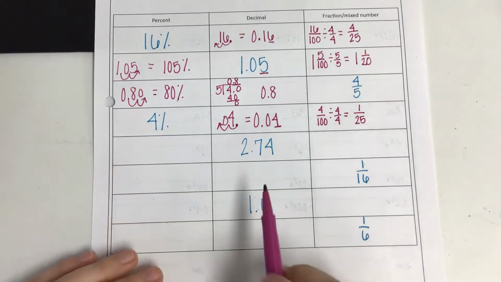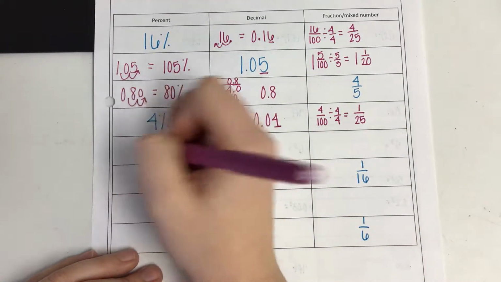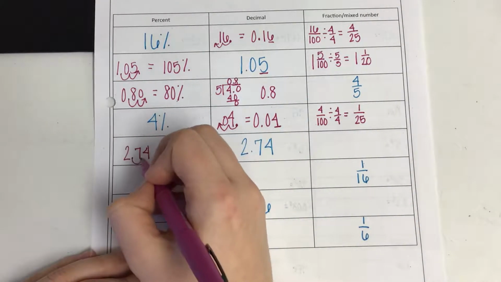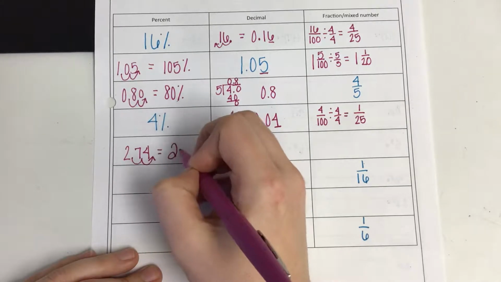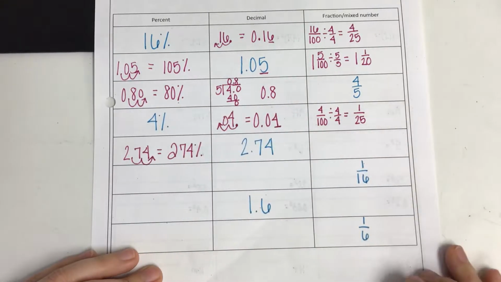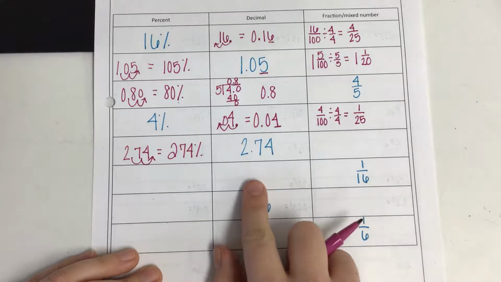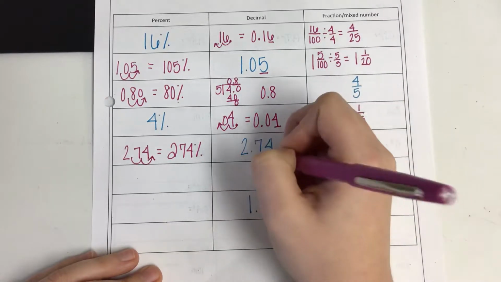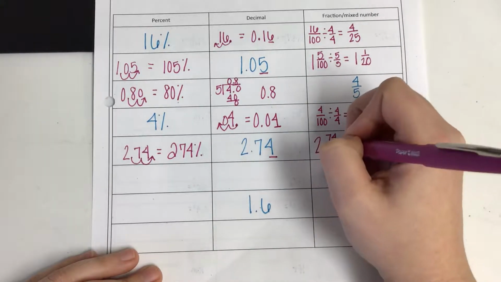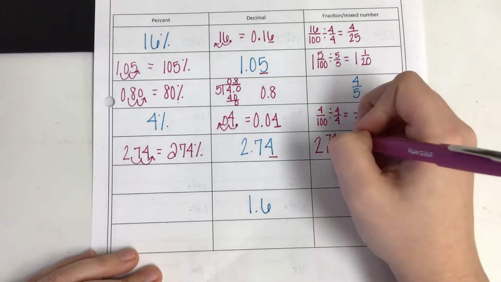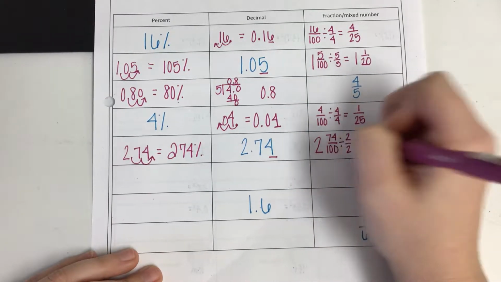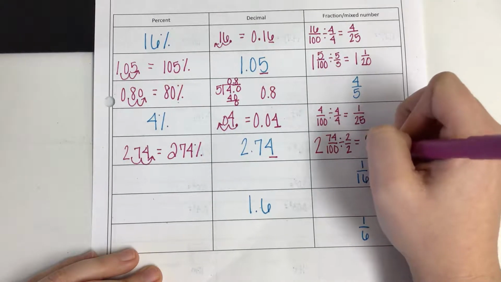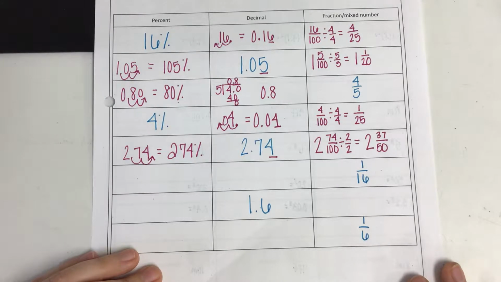Then we have 2.74. In order to change 2.74 to a percent, we move our decimal 2 to the right. So that's going to give me 274%. Then we have to change this to a mixed number. 2 is our whole number, and we're going to put 74 over. 4 is in the hundredths place, so it's going to be over 100. Both of these numbers are divisible by 2. So this is going to be 2 and 37 over 50.